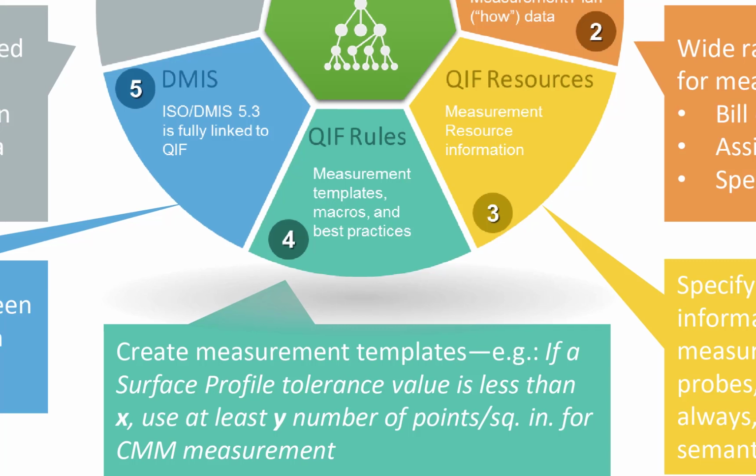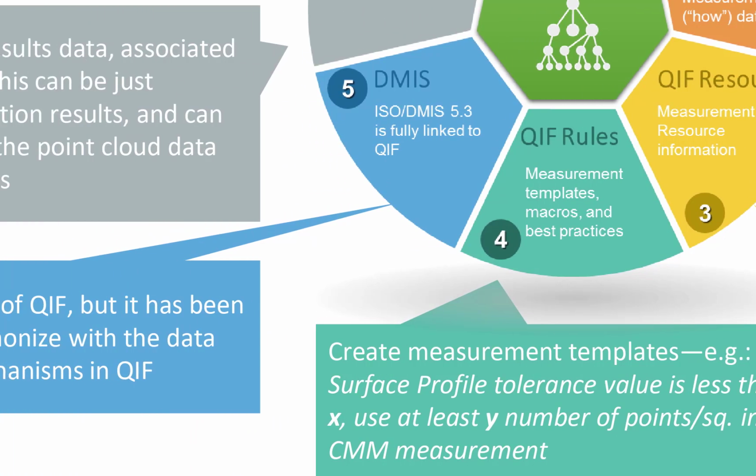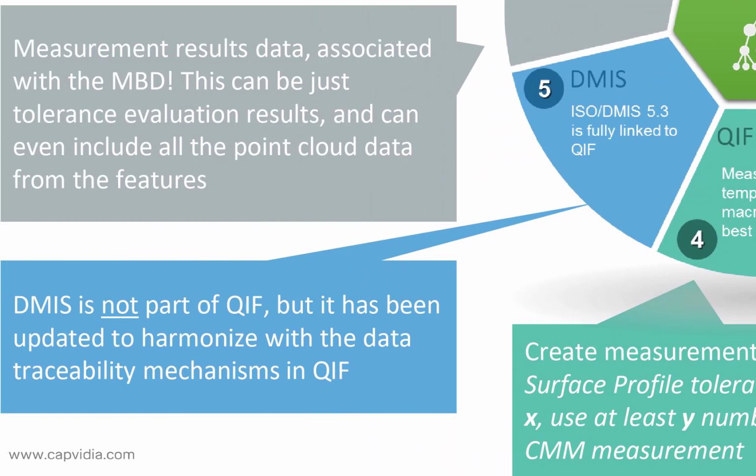QIF rules is a data model for specifying best practices or, let's say, measurement templates, measurement rules that your company would like to implement. And then the idea is that these rules can be applied to any given part to come up with a specific measurement plan. Number 5 is mentioned here.